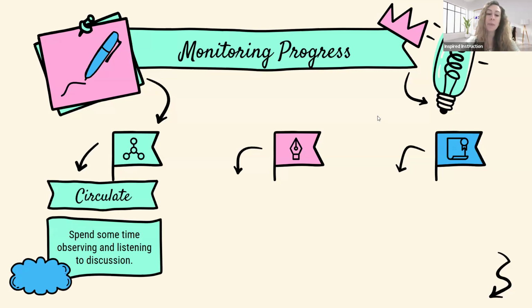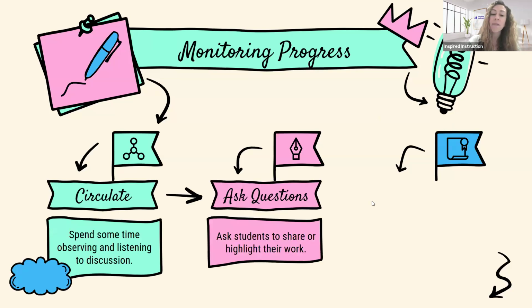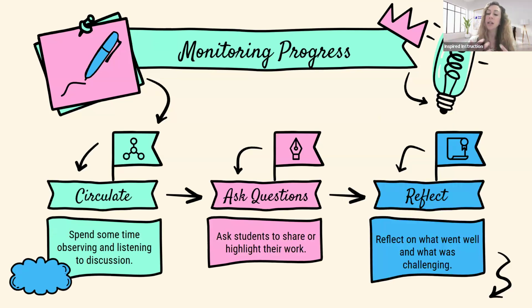So circulate, spend some time observing, listening to the discussions the students are having, ask questions, ask them to highlight the work that they're doing, and really just close the lesson with reflection on what went well and what was challenging. Not just for yourself, but for students. They might say to you, "Oh, I was stuck on a question and I didn't know what to do." And then that's where you can start to think about how you can respond and navigate some of those situations. It's a learning curve, it's a learning process for everyone, your students and yourself included. And there's always room for growth and improvement in anything that we do, including this.